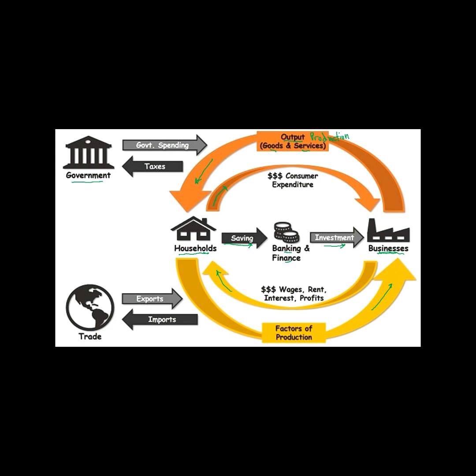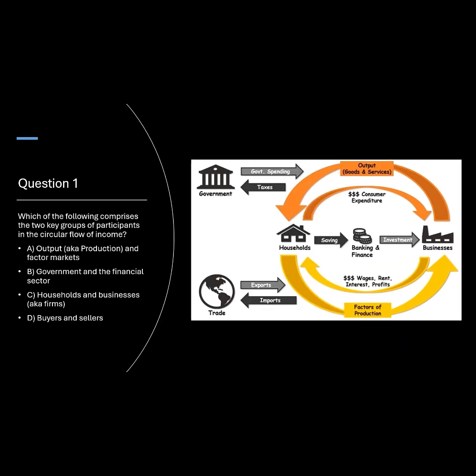Now let's go over a couple of questions. Let's see, we have question 1. It says, which of the following comprises the two key groups of participants in the circular flow of income? And our choices are A, output, which is also known as production, and factor markets. B, government and the financial sector. C, households and businesses. Businesses is also known as firms. And D, buyers and sellers.